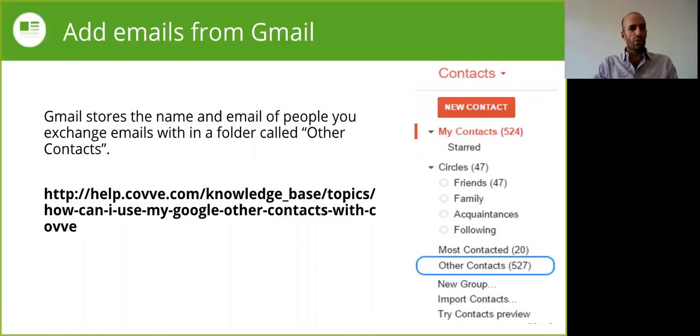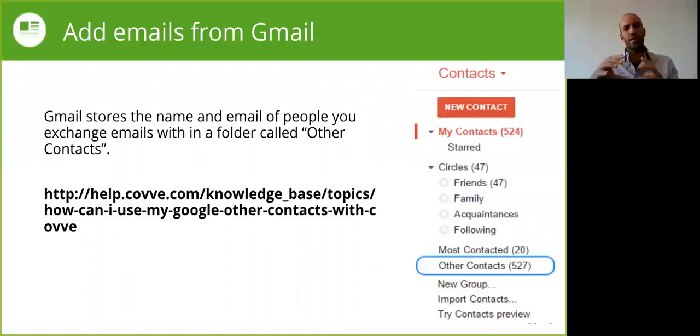Now, if one of your sources is a Gmail account, then you also probably have very valuable data ready and waiting. So you can go to your Gmail on your computer, find other contacts, the one that we have there on the slide, and you just have to go through the list and select those that seem useful.